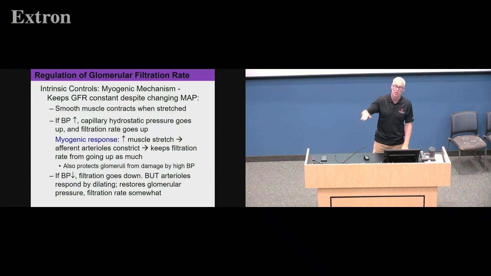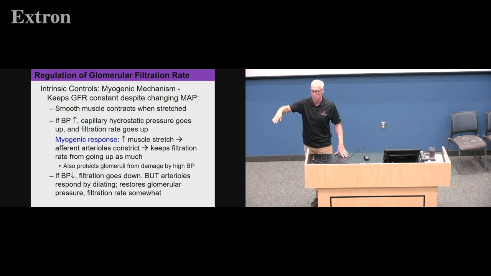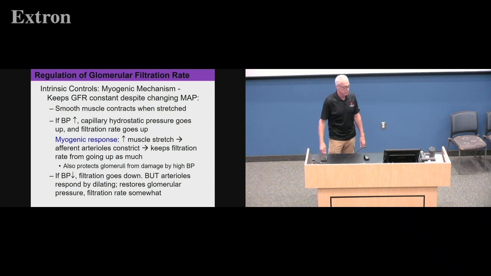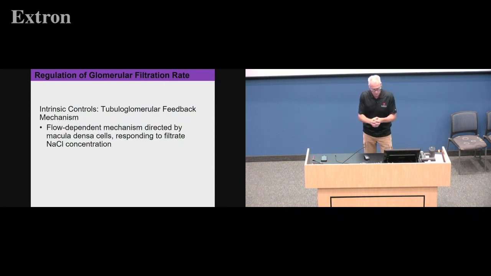It's definitely going to go down, not as much. So this is a way to blunt or dampen changes in capillary pressure in the glomerulus and filtration rate with changes in mean arterial pressure and blood pressure. The myogenic mechanism. Okay, this is an entirely different mechanism that we have in addition to that.